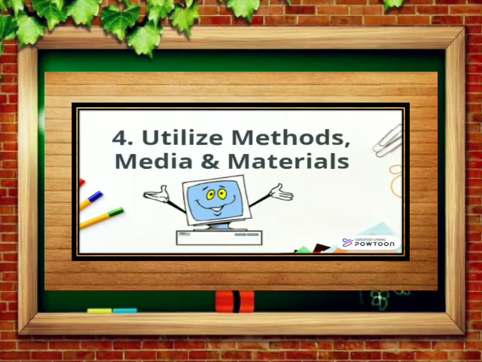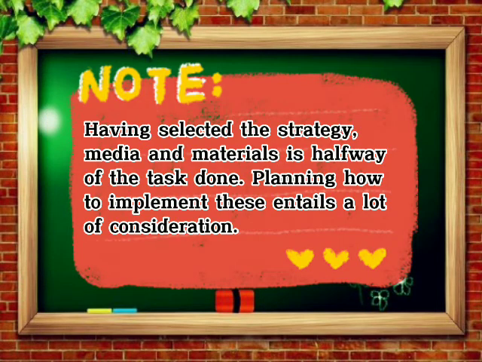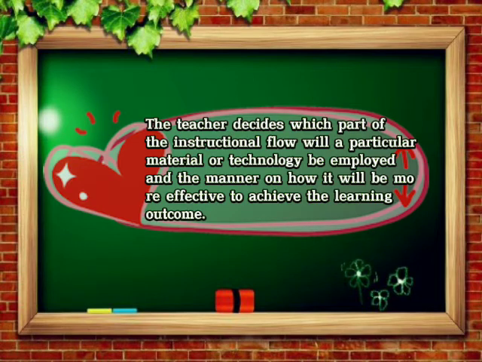The fourth step is utilize methods, media, and materials. Having selected the strategy, media, and materials is halfway of the task done. Planning how to implement this entails a lot of consideration. Bearing in mind the learning outcome of the lesson, the teacher decides which part of the instructional flow a particular material or technology will be employed and the manner in which it will be more effective to achieve the learning outcome.